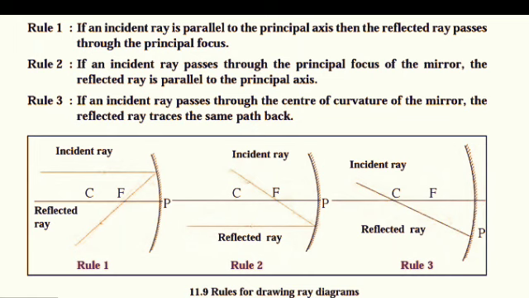Observe this diagram. Then the second rule is if an incident ray passes through the principal focus of the mirror, the reflected ray is parallel to the principal axis. And the third rule is if an incident ray passes through the center of curvature of the mirror, then the reflected ray traces the same path back. And these are the three rules.